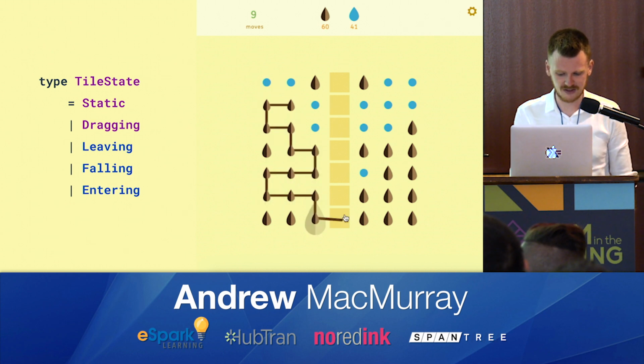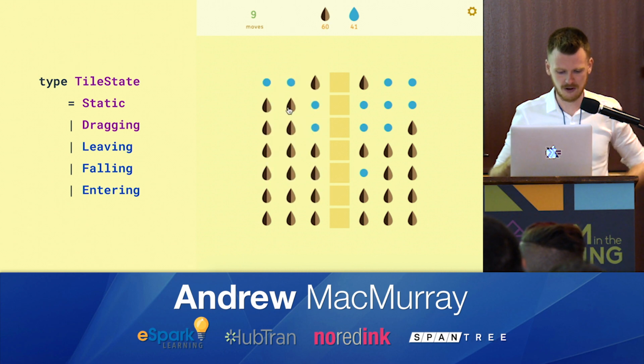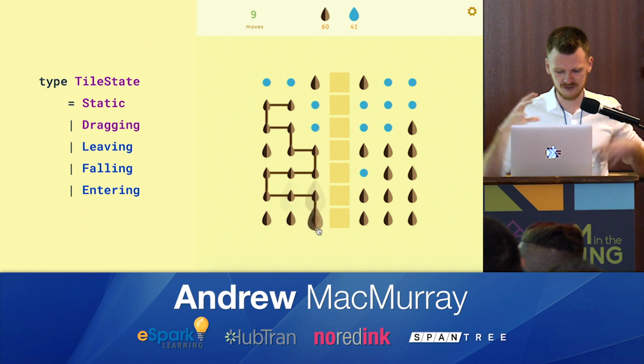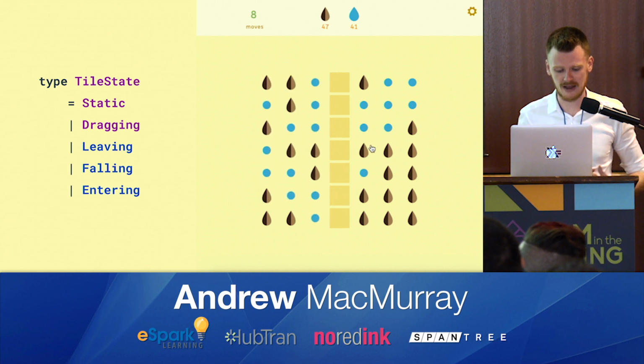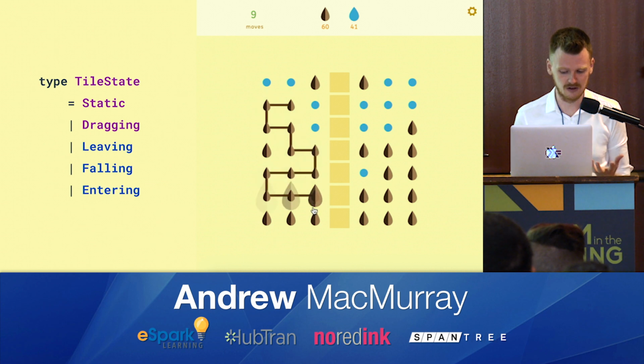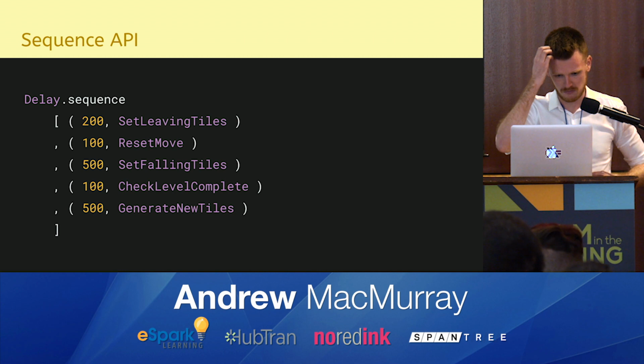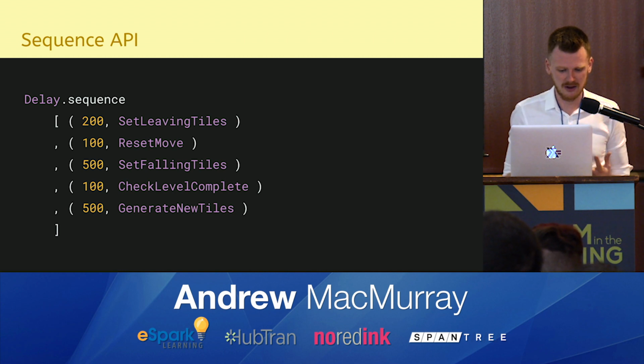But in these last 3 steps, when the user lets go of the mouse or their finger, the tiles will leave up to the top, some of them will fall, and then new ones will enter. So that was quite tricky to do with CSS alone. So how did I solve that? Well, I ended up making this sequence API.